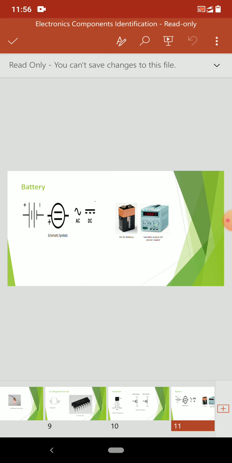The next device is a battery. The symbol of battery is shown here, and AC is alternating current and DC is direct current. This battery is a combination of two or more cells electrically connected to work together to produce electric energy.